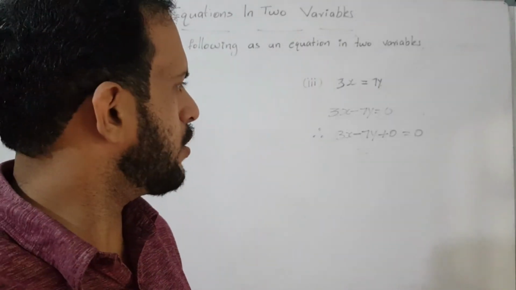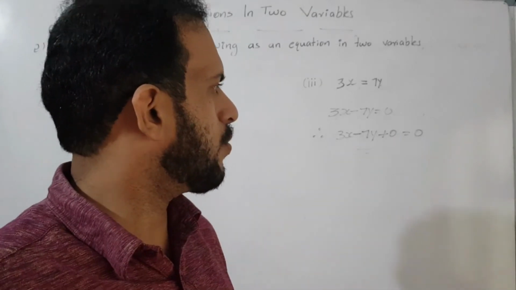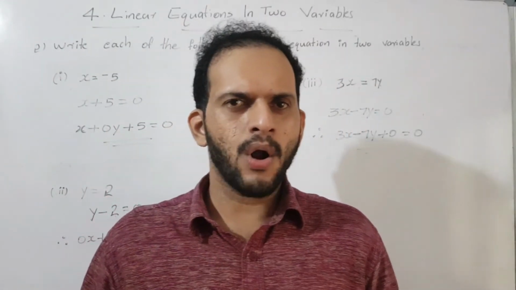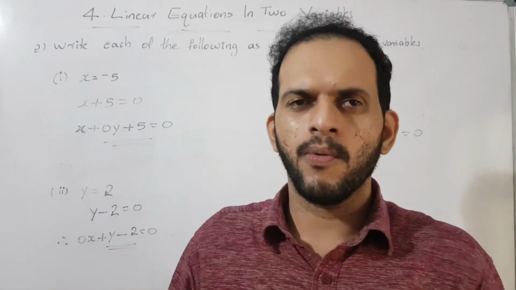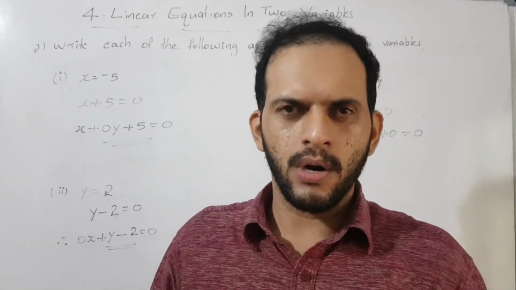Then the value of a is equal to 3, the value of b is equal to minus 7, the value of c is equal to 0. Now we have written all the given equations in the general form of a linear equation in two variables. Okay, I think you got this idea.